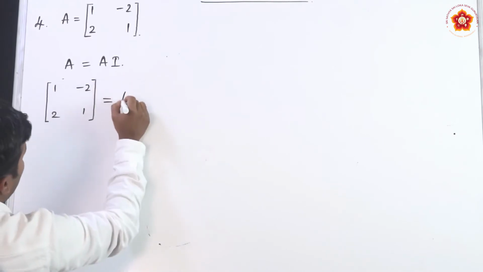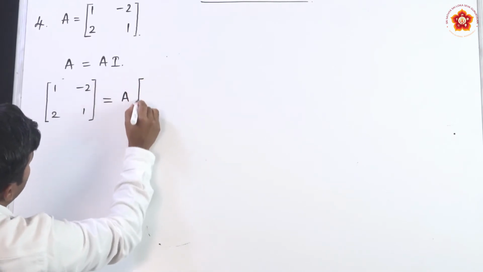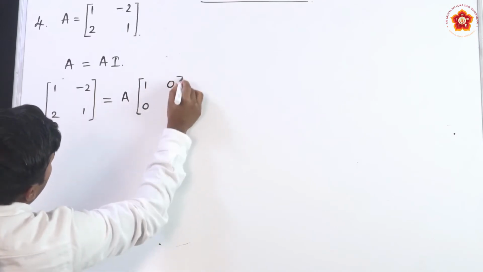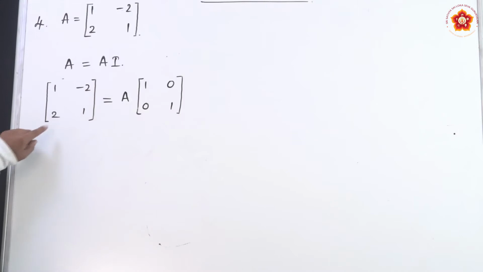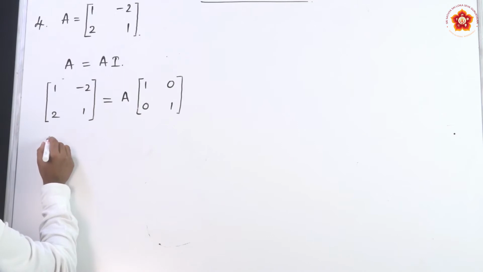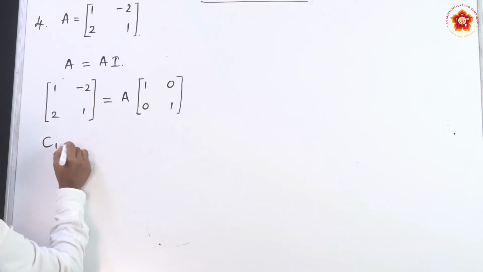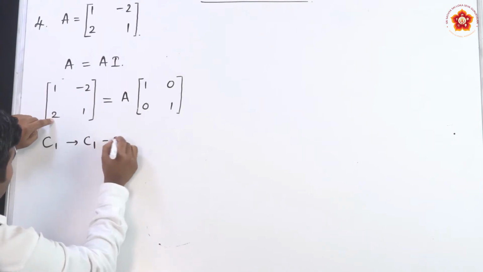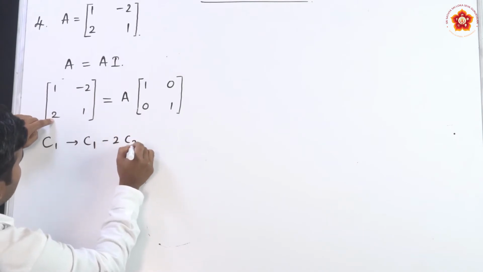What is A? Do not write A here. And what is I? Which is 1 0 0 1. Now, I want to make this 0 and I want to make this 0. So, in C1 I want to make this element 0. What is the corresponding element here? 1. So, how are we going to make that? C1 tends to C1 minus 2 times of what? C2.